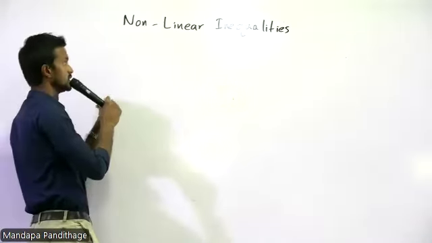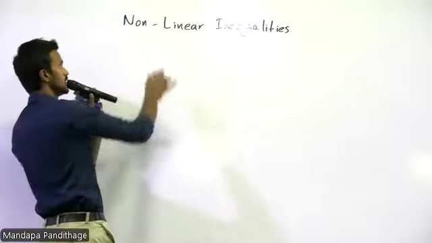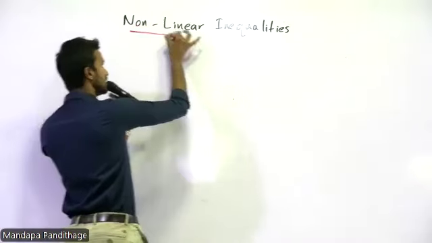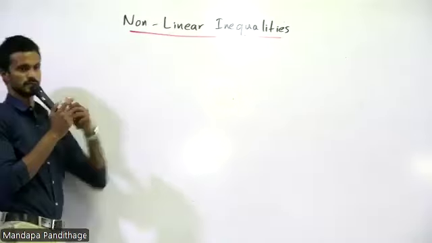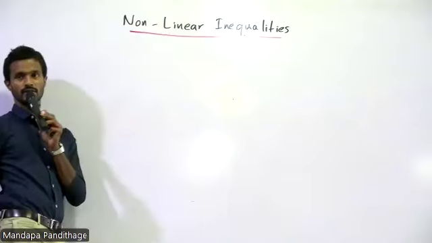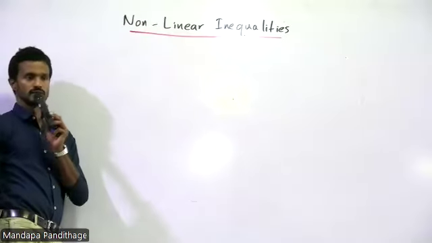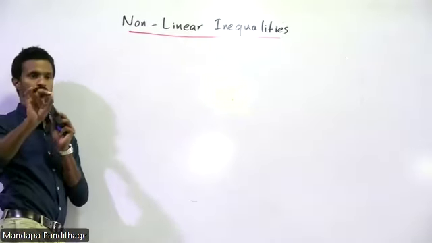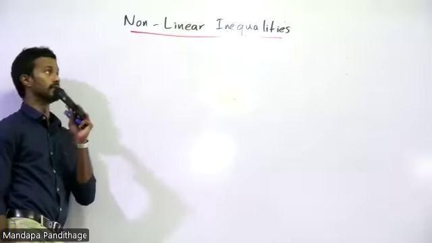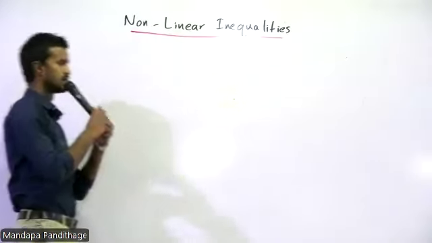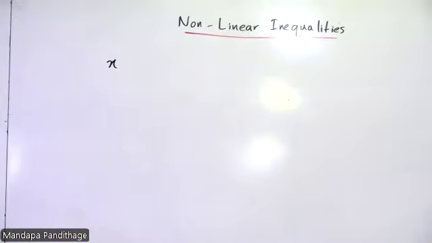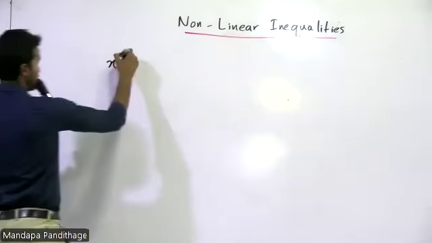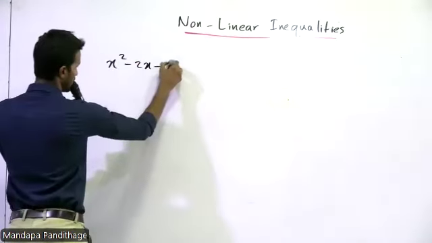So what is a non-linear inequality? I told you what a linear inequality is. A linear inequality is simply when we have these x terms, like x plus 1 is greater than this one, 2x minus 1 is this one. When we simply have these x terms, we name it a linear inequality. So I'll write an example. This one, I'll take the first question of the tute. x squared minus 2x minus 3 is greater than 0.